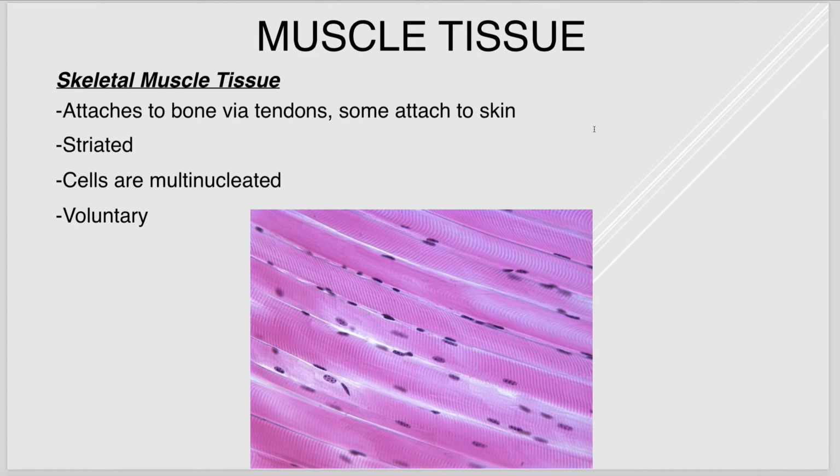So skeletal muscle tissue, this is voluntary, which means you can control it. It's striated, and it's attached to bones by tendons. In some cases, they attach to skin. For example, some of the facial muscles attach to skin. Almost all the facial muscles attach to skin. And again, these are voluntary.